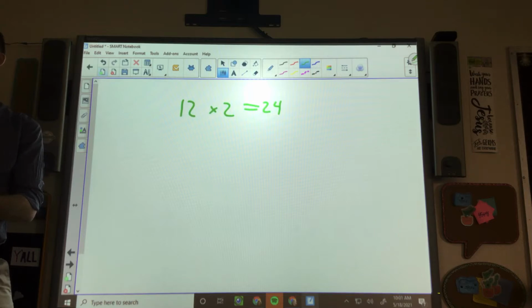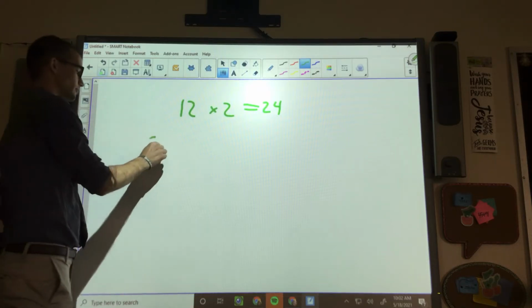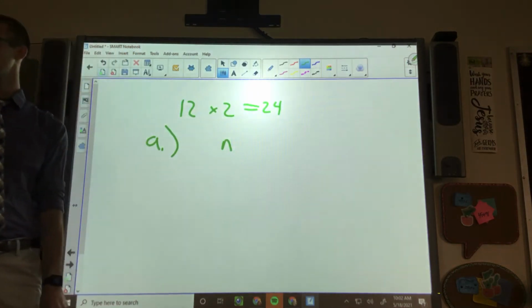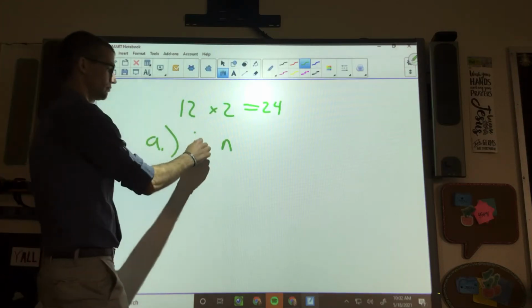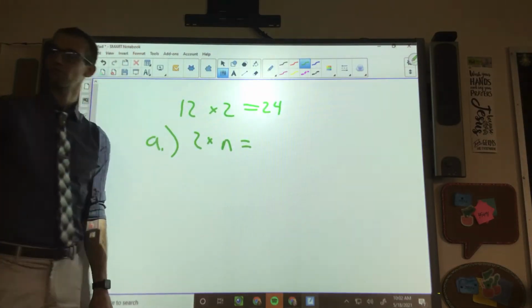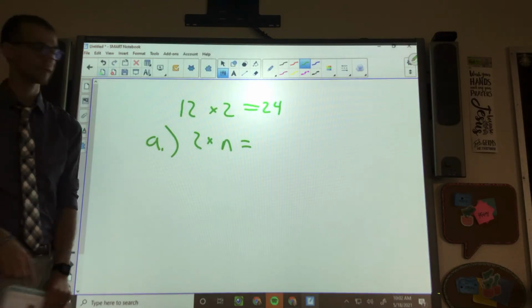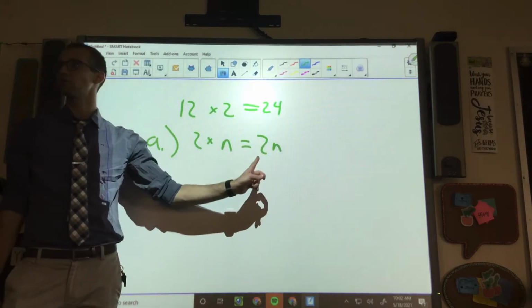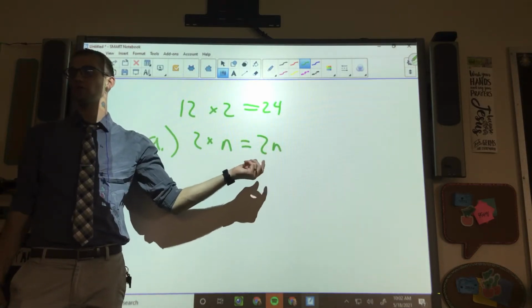Can someone read that next one? A box has n plums. How many plums are in 2 such boxes? So this is, a box has n plums, and there's 2 boxes, so it would be 2 times n. Or, if you were paying attention to problem 1 and problem 2, the way they want you to simplify this is just 2n. You can assume that there's multiplication when you see a number and a letter next to each other.